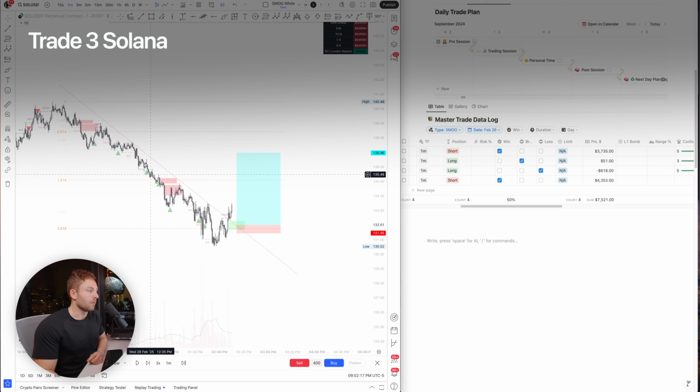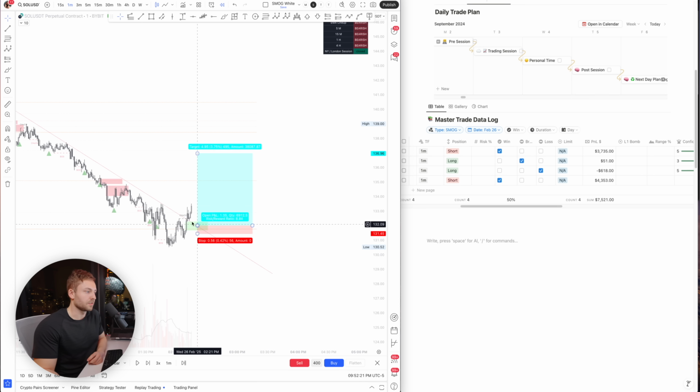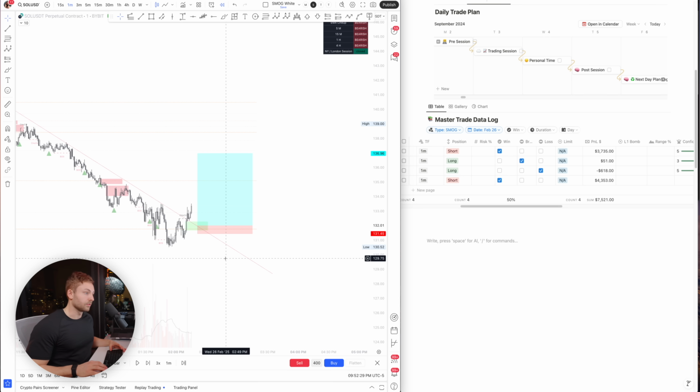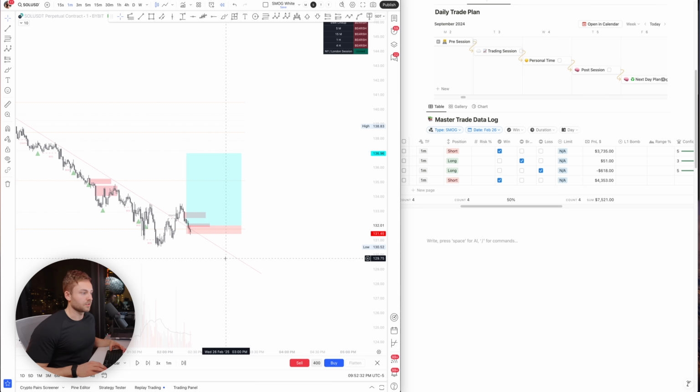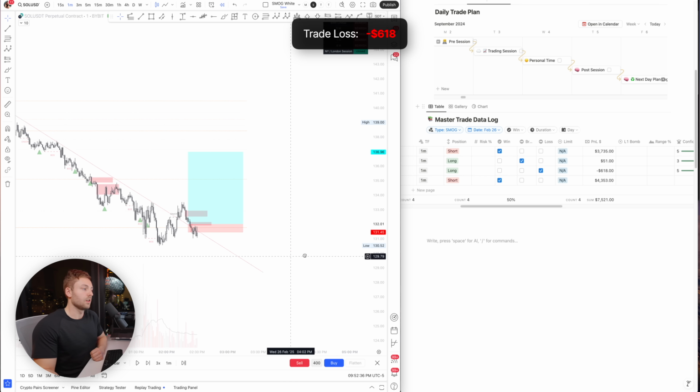Then I was basically monitoring this trend, wanting to see when it was going to decide to make a full break. You can see we have a change of character here. We have a fair value gap right in this trend. So I thought as it would come back down and retest this level, this is going to be a perfect level to enter. So I set up an order. You can see price came right through there, came clean through, and stopped us out. So we lost $618 on that trade.